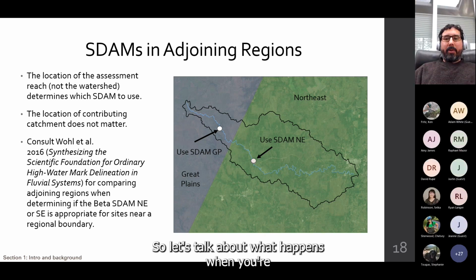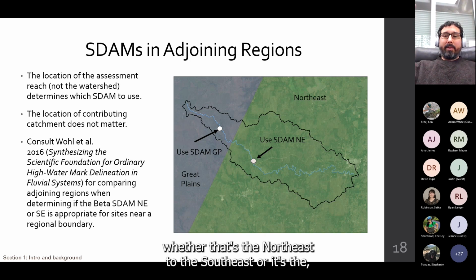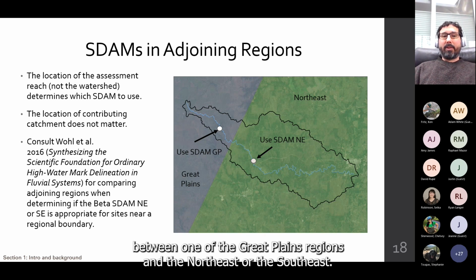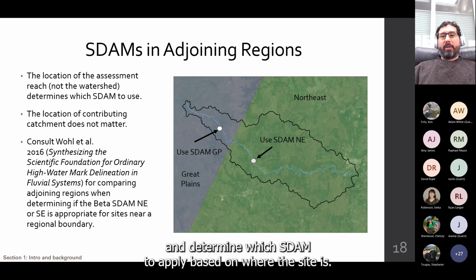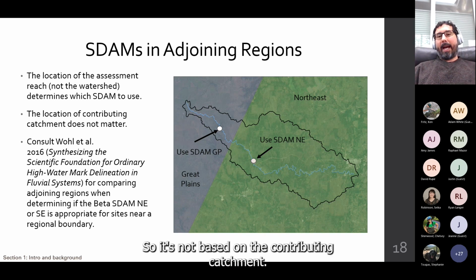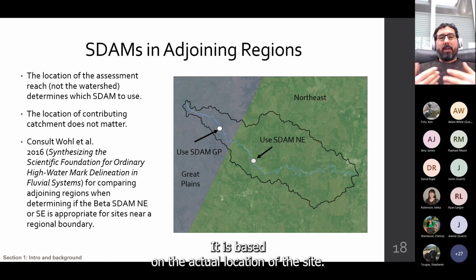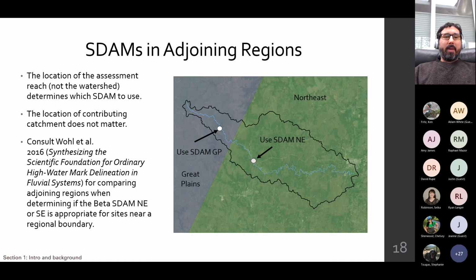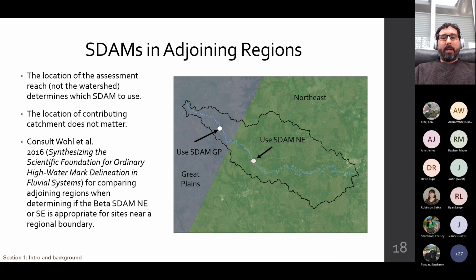So let's talk about what happens when you're at these boundaries between adjoining regions, whether that's the northeast to the southeast, or it's between one of the Great Plains regions and the northeast or the southeast. We want you to look at that region and look at where the site is and determine which SDAM to apply based on where the site is. So it's not based on the contributing catchment. It's not, well, most of the watershed comes from this region. It is based on the actual location of the site. And so we recommend that you only run the SDAM for that region.